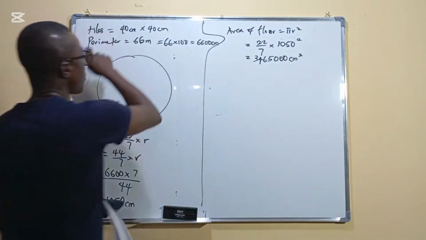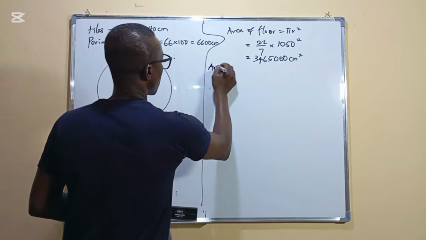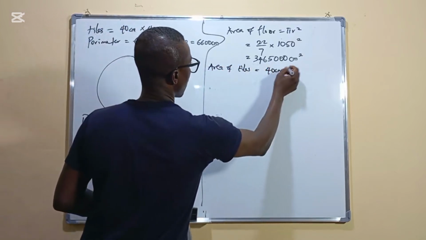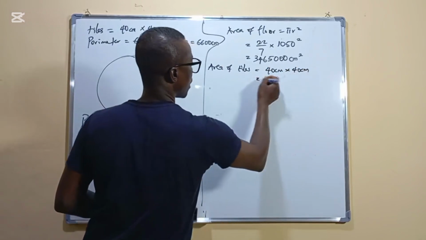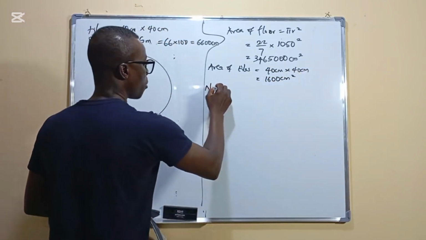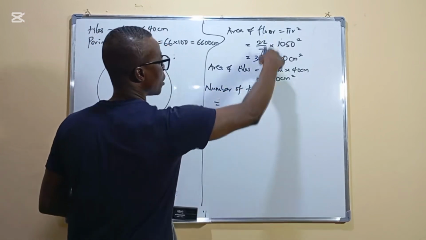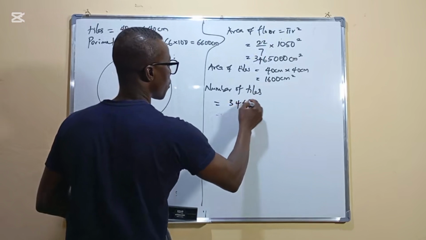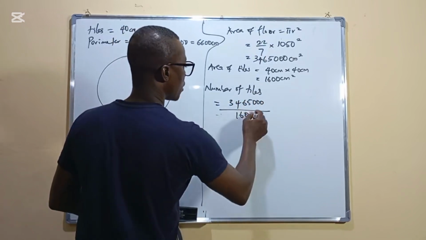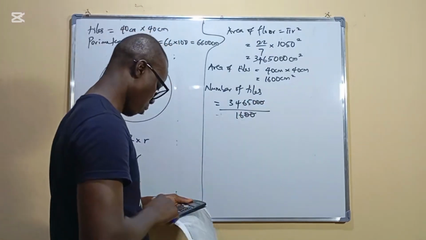Now, I haven't gotten the answer. Remember, I said we're going to find the area of the floor and then also find the area of each tile. So area of tile, which is 40 centimeter by 40 centimeter, gives 1600 centimeter square. So the number of tiles required is going to be the area, that's 3465000 divided by 1600 here.